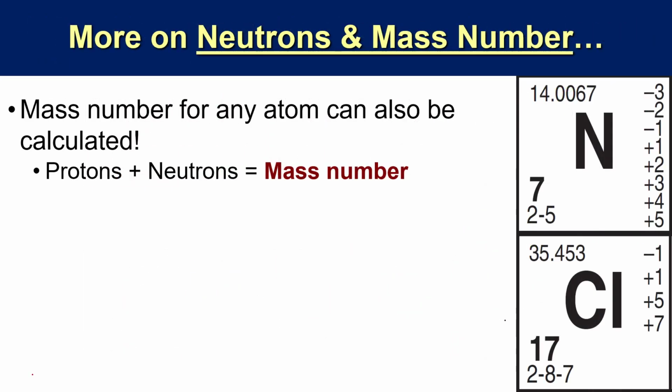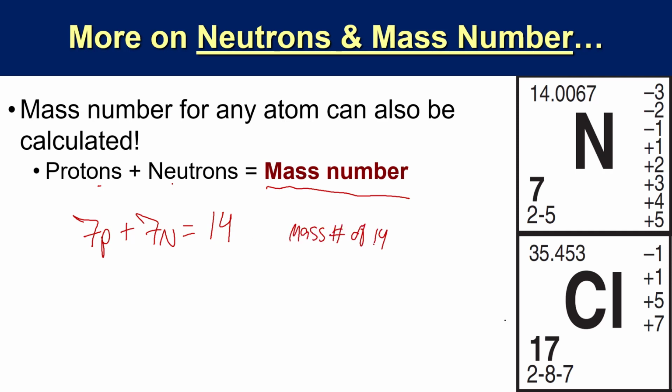While we were busy talking about neutrons and mass number, I wanted to give you an alternative calculation that you might find helpful. Mass number for an atom can also be calculated by adding the number of protons and neutrons together. So let's say you have an atom that has 7 protons and 7 neutrons. That would give you a mass number of 14.